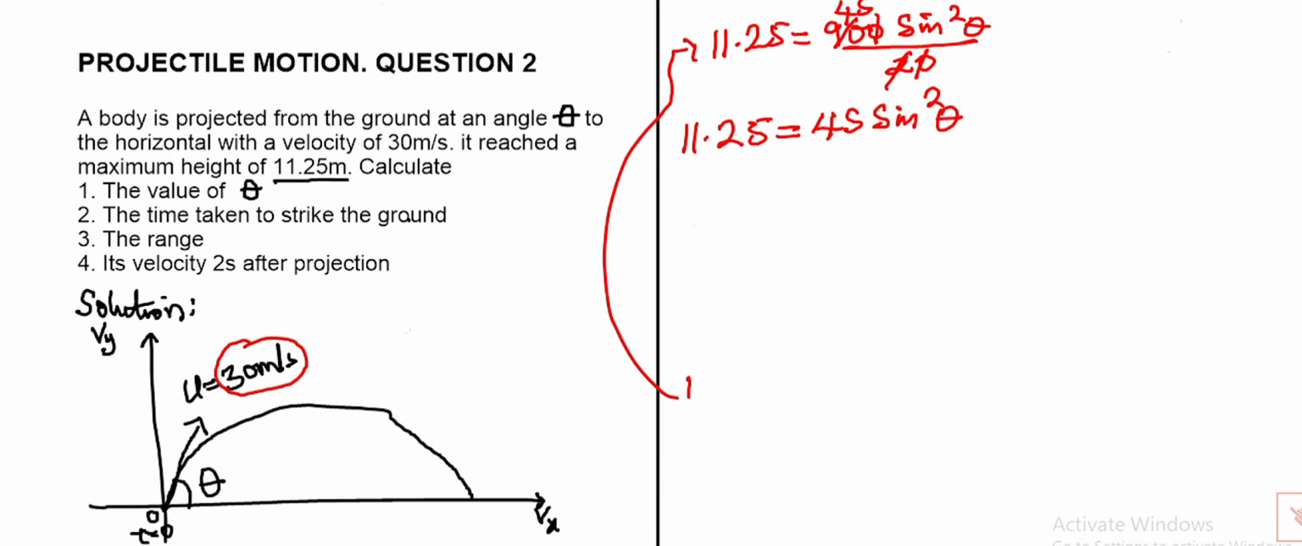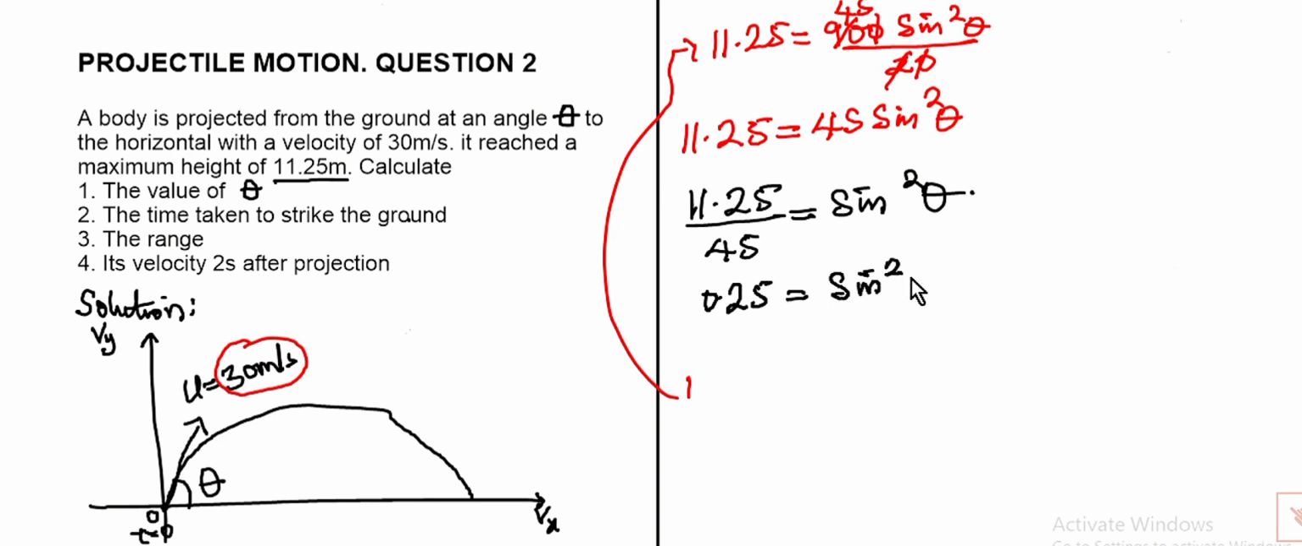So 11.25 divided by 45 is equal to sine squared theta. Now, 11.25 divided by 45 is 0.25. So 0.25 is equal to sine squared theta. Now, this is a power of 2. To remove it, I'm going to take the square root of both sides. So the square root of 0.25 is going to be 0.5, which is equal to sine theta, because the 2 has gone out with the roots.